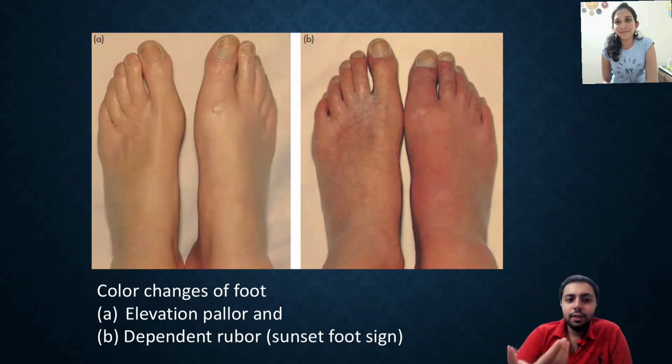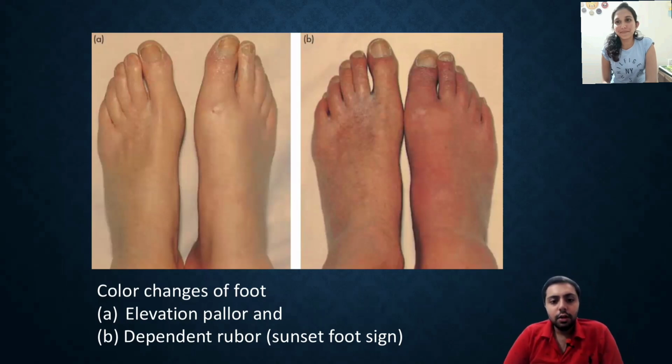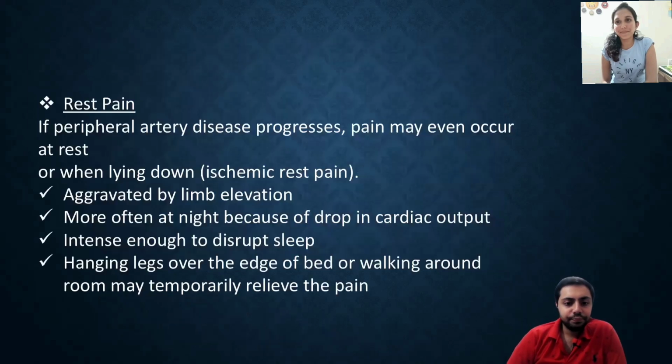The blood will flow from the lower to the upper area. And in the dependent position, all the blood will rush over to the legs. So you see a sunset foot sign in this case. That's why the patient keeps the legs hanging down, so that the blood will go to that area because of gravity. So yeah, rest pain is a very last stage.